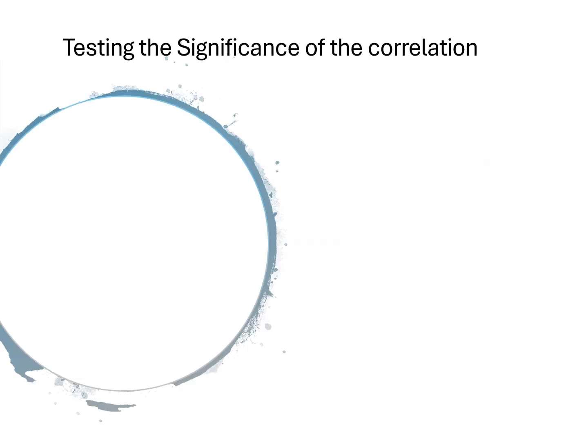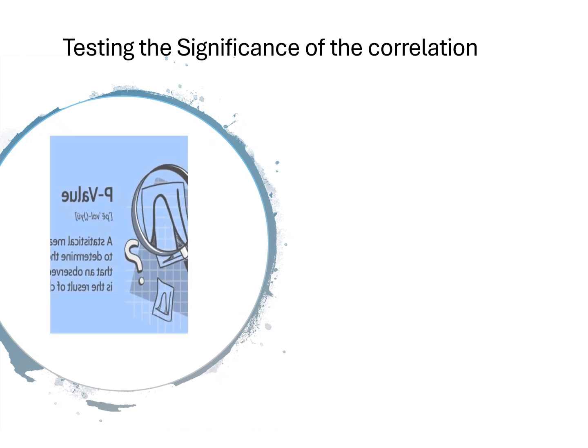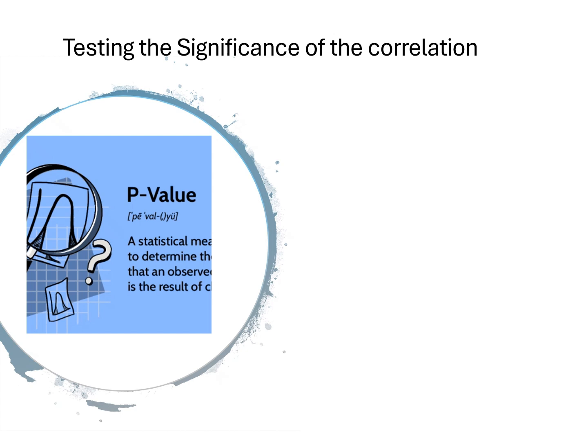Beyond simply calculating the correlation coefficient, it's essential to determine if this observed relationship is statistically significant, or if it might have occurred purely by chance. This slide introduces the concept of testing the significance of the correlation, primarily through the p-value. The p-value is a statistical measure that helps us determine the probability that an observed correlation is the result of random chance. The process of testing significance generally involves 4 steps.